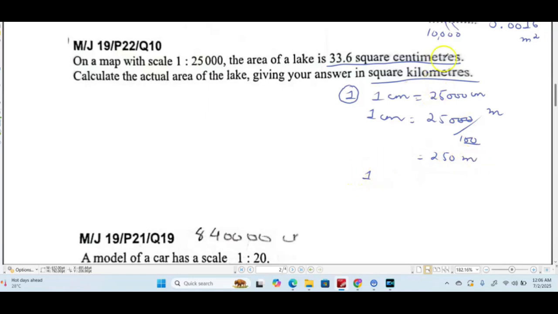And then we have to convert it into kilometers since we've got to give the answer in kilometers. So 250 by 1,000, sorry, this gives us 1 centimeter to be equal to 0.25 kilometers. Okay. Now we've done that, but we need to convert this into 1 centimeter square and we need to convert this into kilometer square. So how are we going to do that? We are going to multiply both the sides with square.